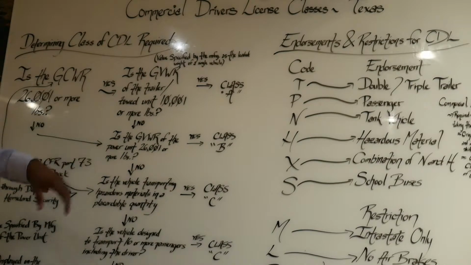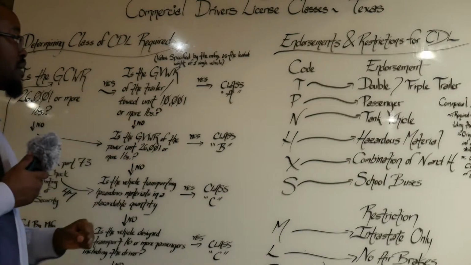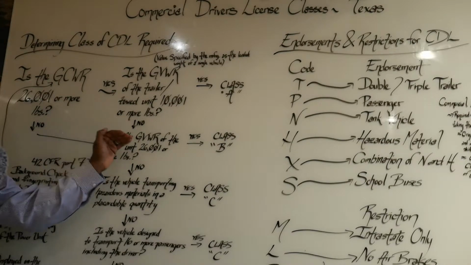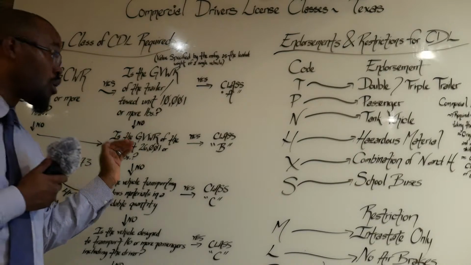But let's move along. So let's say that the trailer isn't 10,001 or more pounds. You said no to that, right? So then you come down here to the next step, and it asks you, is the gross vehicle weight rating of the power unit 26,001 or more pounds?